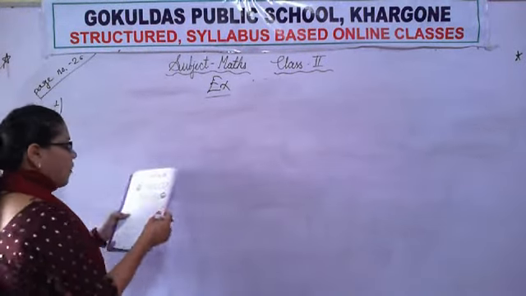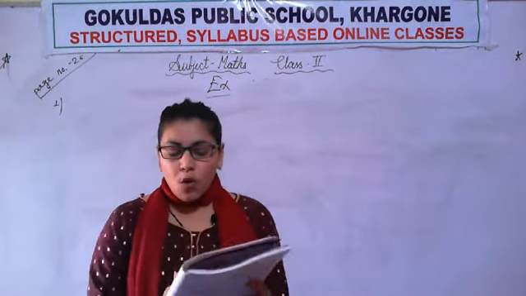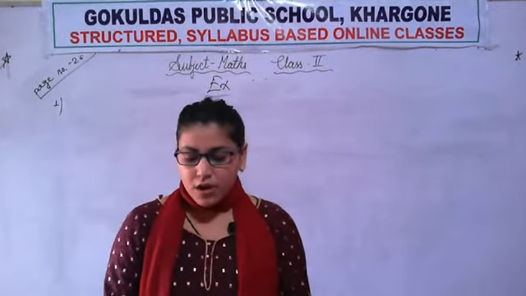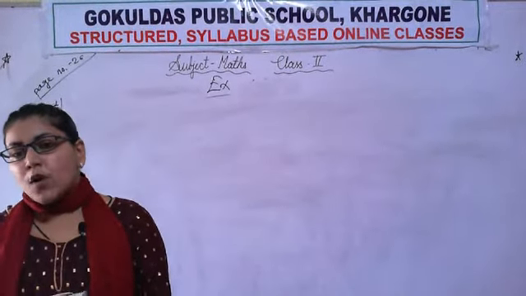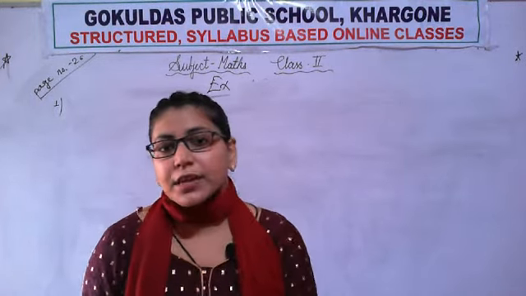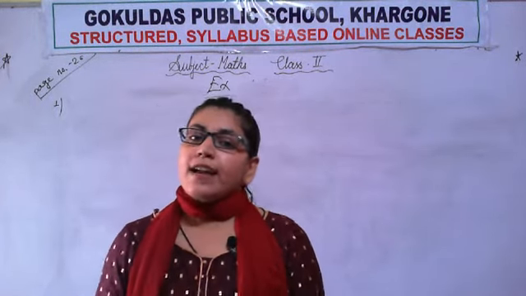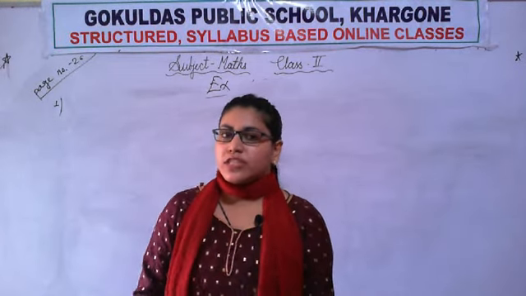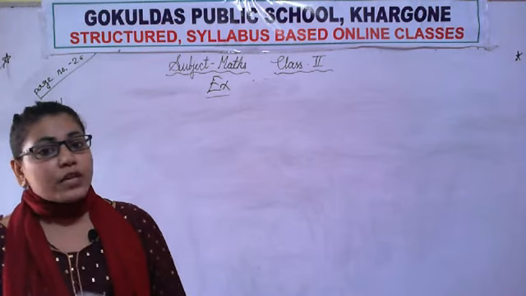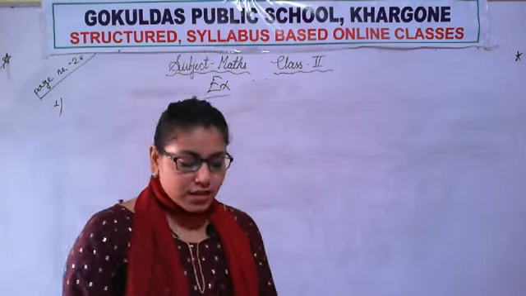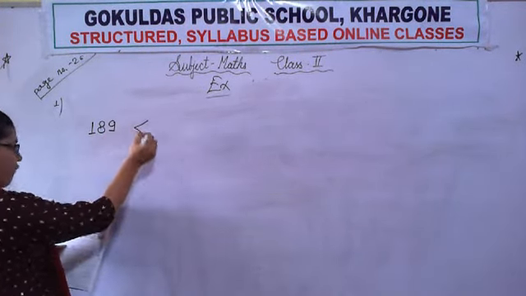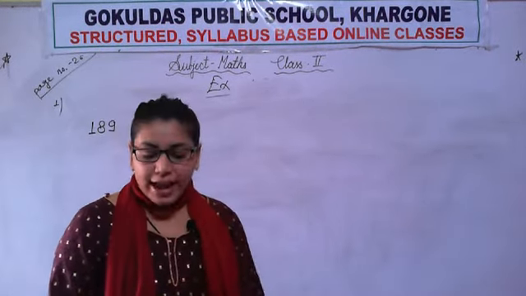So which one is the smaller among 632, 189, 747, 321, 433 and 236? Which one is the smallest? Check for the highest place value. Here the highest place value is hundreds. So check the hundreds digit of all the numbers. Which one is the smaller? 1 is the smaller. So 189 will come first.